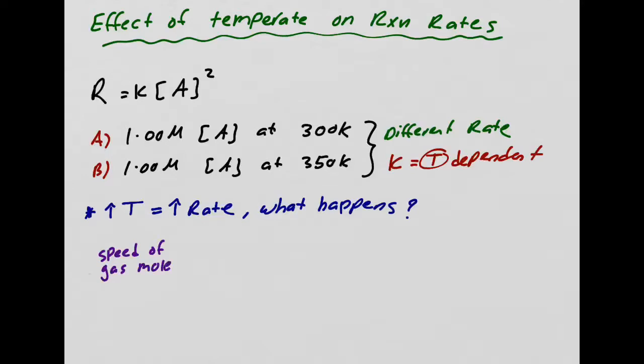Or the velocity, which is a fancy way of saying speed. If you remember, the equation was the square root of 3RT over molecular weight. What that equation meant was that if the temperature goes up, the speed is going to go up. And why is that? When the temperature goes up, the molecules move faster. So hopefully you remember that from Chem 1A.